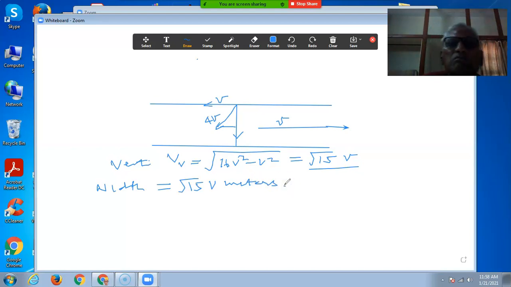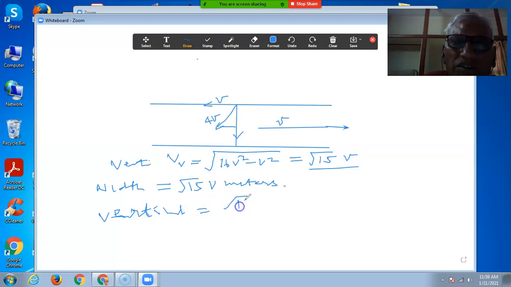Now when the power of the motor is reduced, the boat still follows the same path straight across, but it takes 4 minutes. That means the vertical component of the speed of the boat should be reduced by a factor of 4. So the vertical speed is now root 15 by 4 v. Then the boat will take 4 minutes to cross the river.